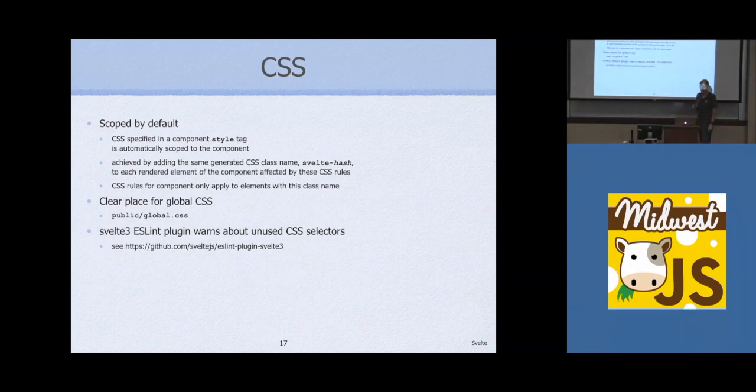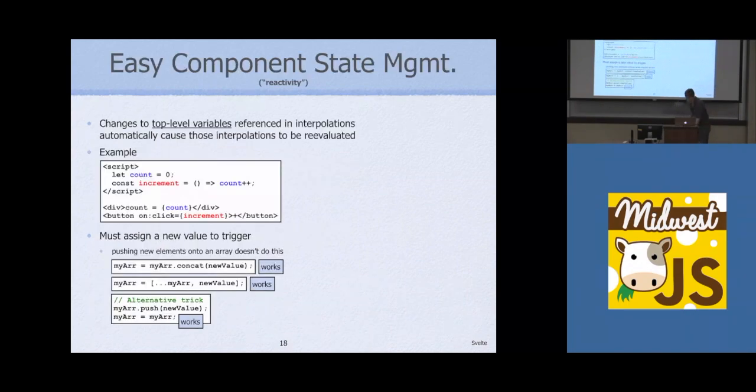There is a Svelte 3 ESLint plugin that is related to CSS in that it tells you if you've defined any CSS rules that you're not actually using. And so that's really cool because it's easy, over time as you're editing a component, to forget that you're no longer using some of it, and then you can get rid of the unused parts.